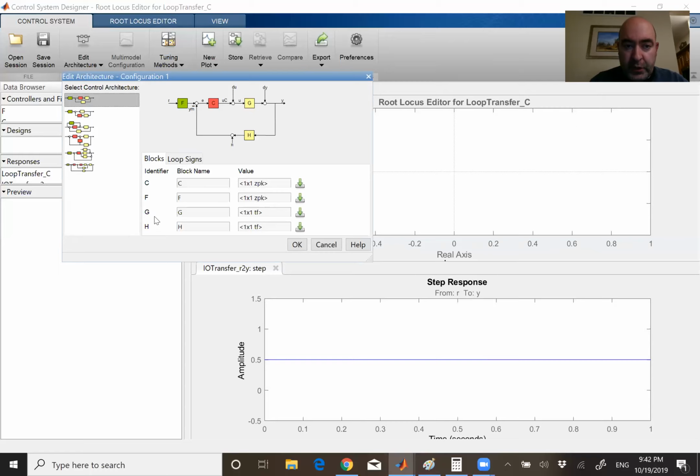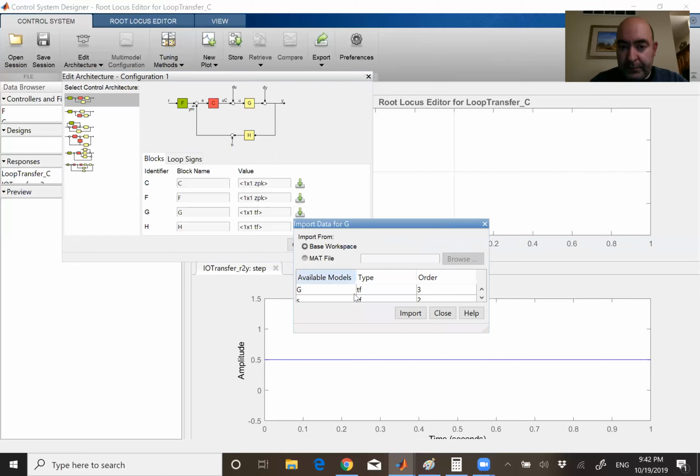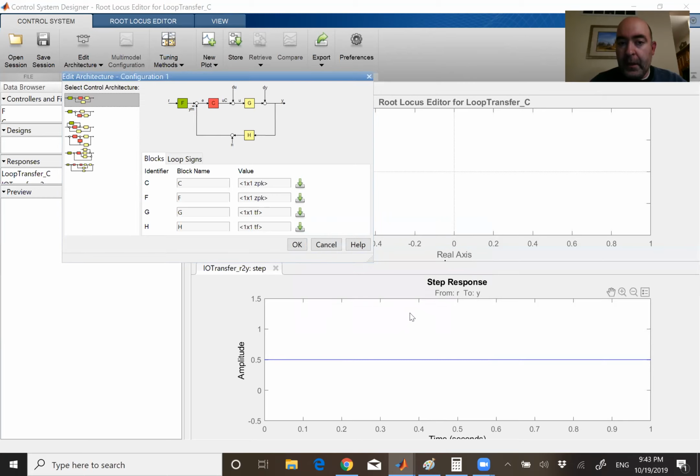So what I do for G, I click on this import button, and this menu opens up that allows me to either import data for that open loop transfer function from a mat file or from the workspace. Now, since I have already typed my G of S in the workspace, this is already here, and it shows G as a transfer function of order 3. So I just click on it to highlight it, and then I hit import. Once I import it, I hit OK.